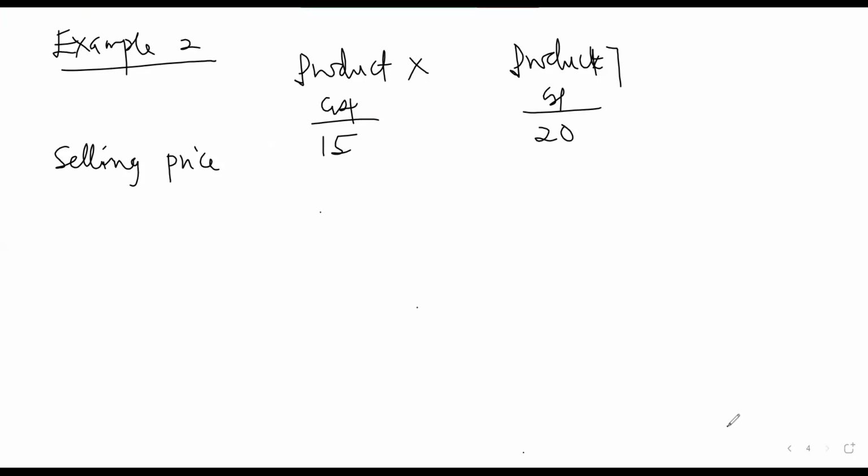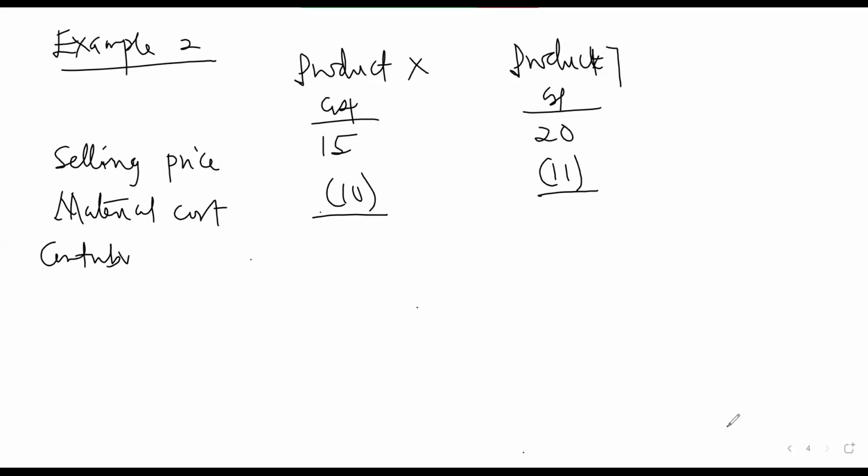Material cost, would that be 10 and 11? Okay. Material cost is 10 and 11. So we are subtracting, isn't it? All right. What are we going to be getting? For this one, what will be the throughput contribution per unit? 5 for X and 9 for Y.